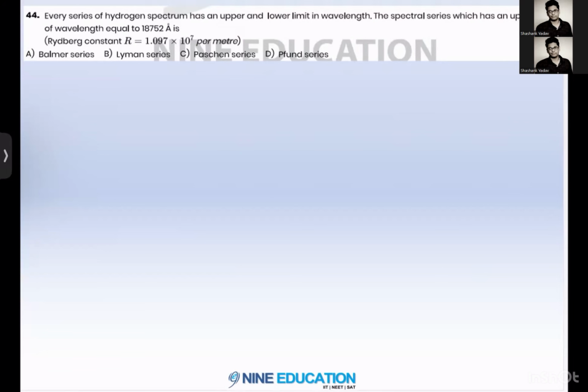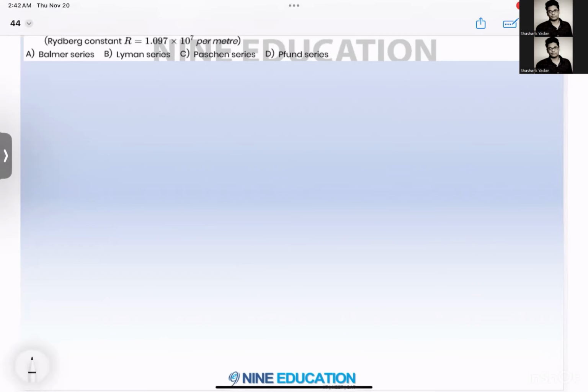In the next question, it is like this. Every series of hydrogen spectrum has an upper and lower limit in wavelength. The spectral series which has an upper limit of wavelength 18752 angstrom is. So, for wavelength 18752, we can say we have the expression 1 by lambda is equal to R into 1 by n1 square minus 1 by n2 square.